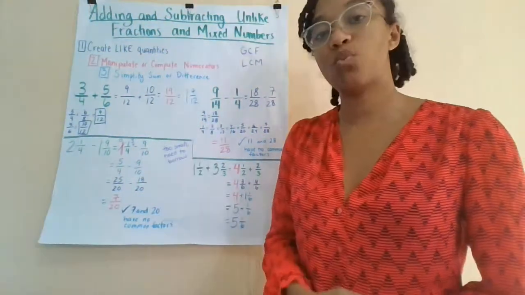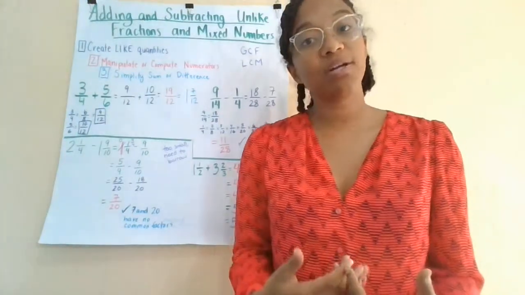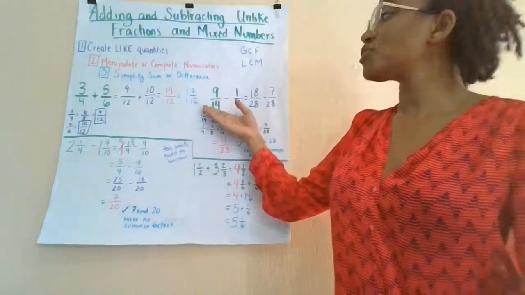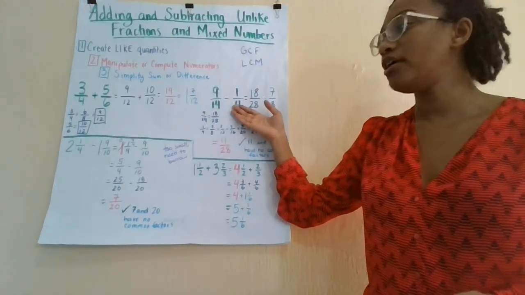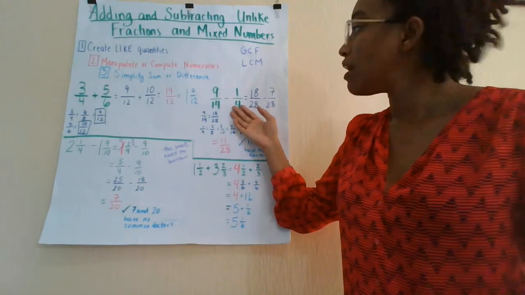Our sum is 1 and 7/12. Next, we're going to subtract some fractions. I've chosen 9/14 and 1/4. So we're going to subtract those.